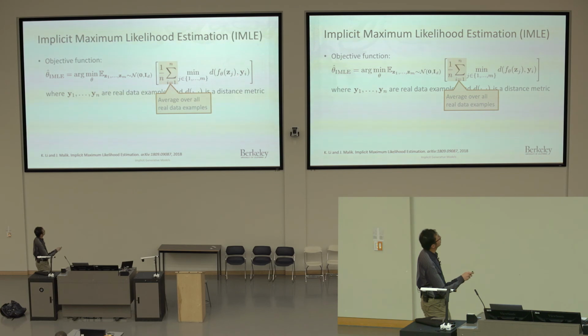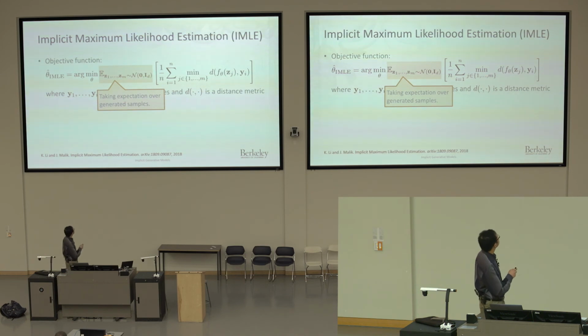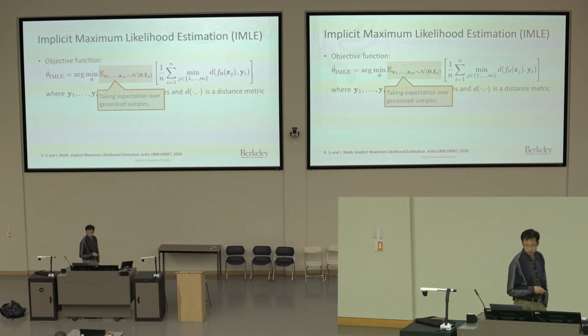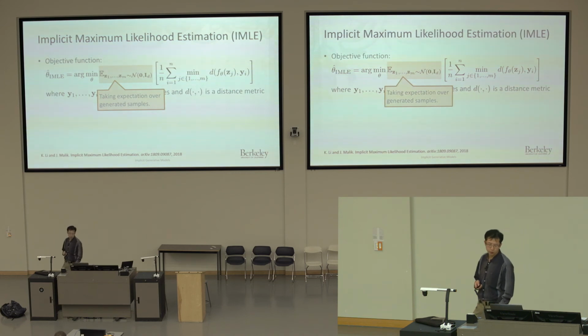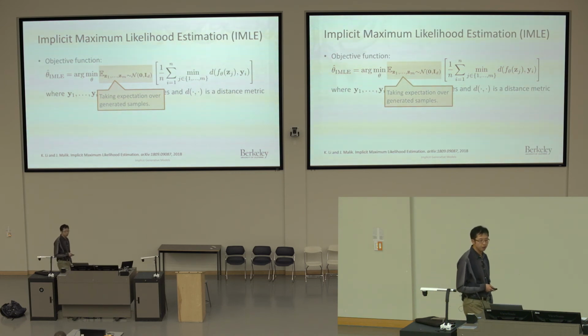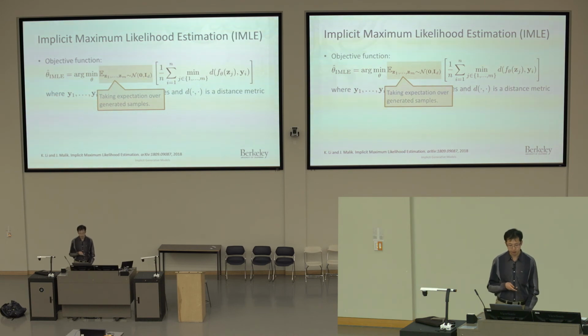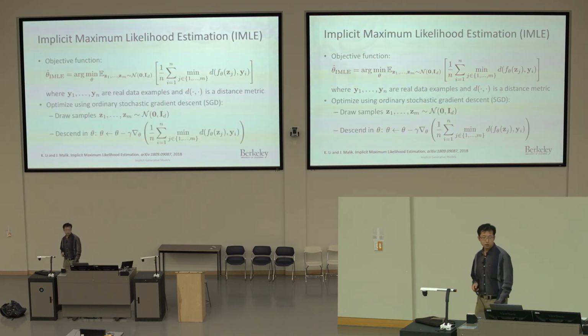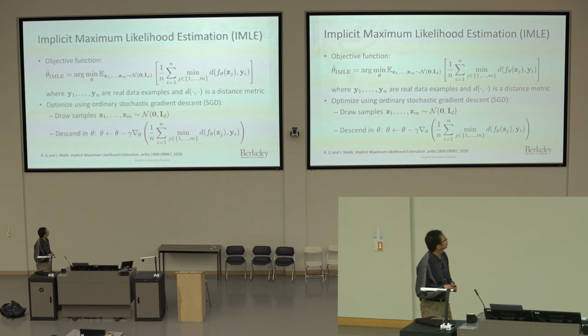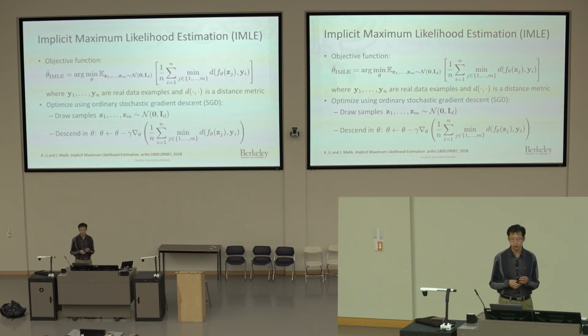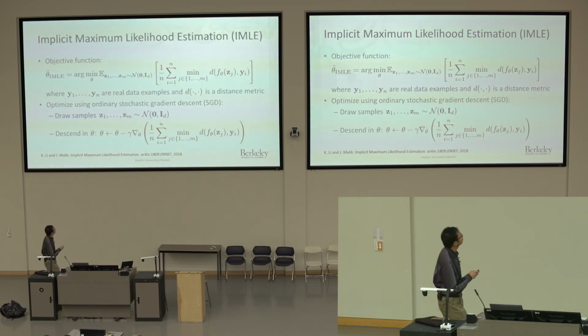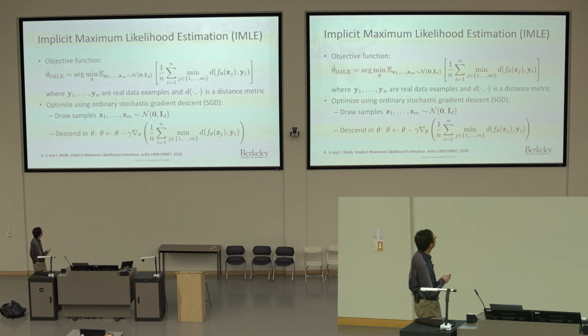So this is again the distance to the nearest sample, and then we're going to do that for each of the different data examples. And finally, we're going to take the expectation over the different generated samples, just because the samples are random, and then we want to minimize the mean over the possible different generations. And we're just going to optimize using ordinary stochastic gradient descent. So this is also easier than the case of GANs, just because we no longer need to do minimax optimization, and can just use ordinary gradient descent because it's a simple minimization problem.